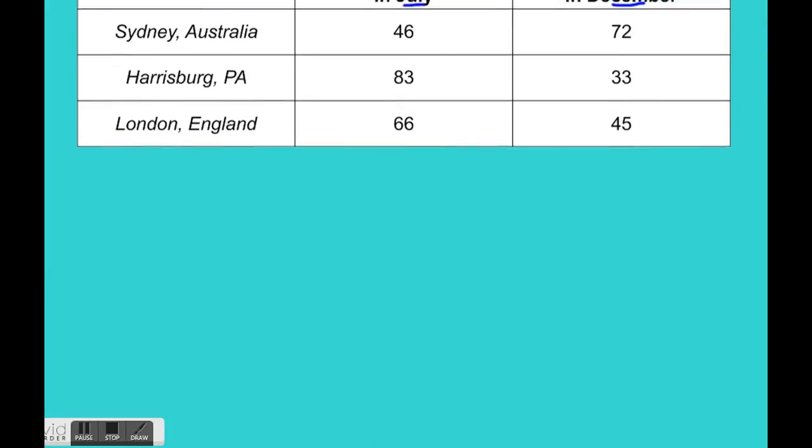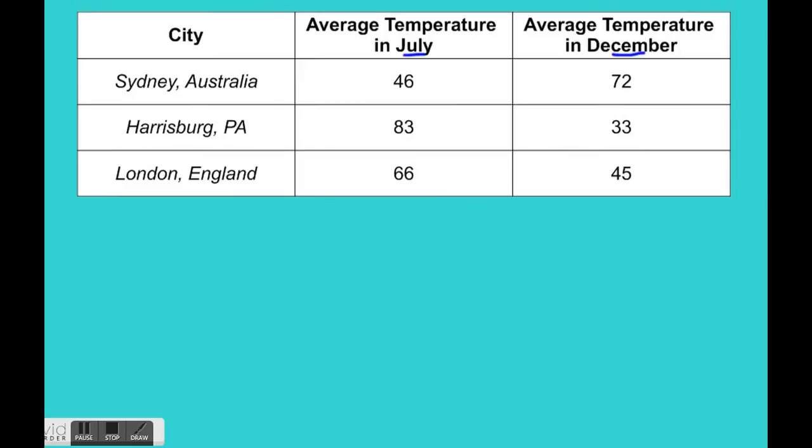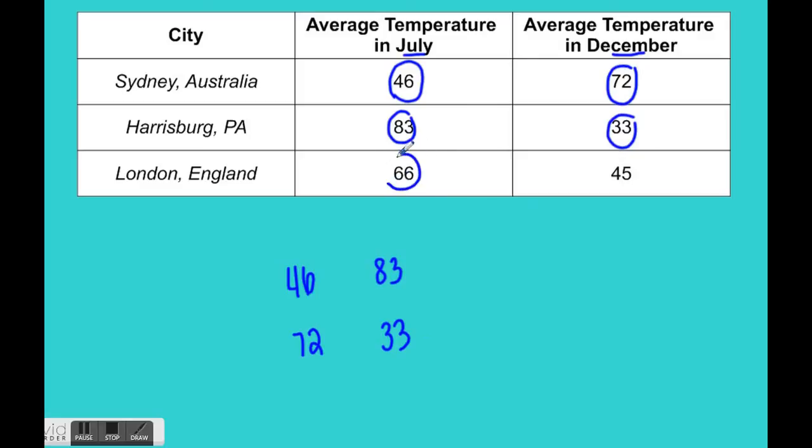So I'm going to begin by looking at the data for Australia. 46 degrees in July, 72 degrees in December, and I am making a 2 by 3 matrix. So those two values will represent the column. Next we'll look at Harrisburg, 83 degrees in July, 33 degrees in December. And lastly, London, England, average temperature of 66 degrees in July and 45 degrees in December.